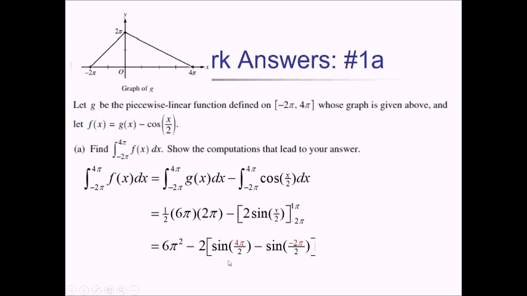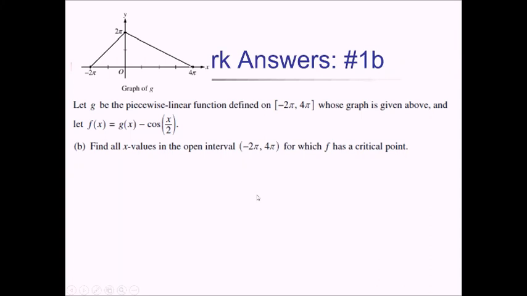We've got 6 pi squared again. There's nothing that's really going to get combined with that. Sine of 4 pi over 2 is really sine of 2 pi, which is 0. Over here, we have sine of negative pi, which is also 0. So this whole parenthesis is just 0. So the 2 is going to get zeroed out, and 6 pi squared is our final answer.